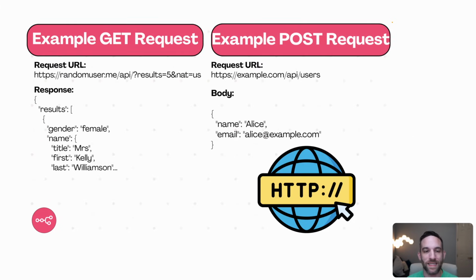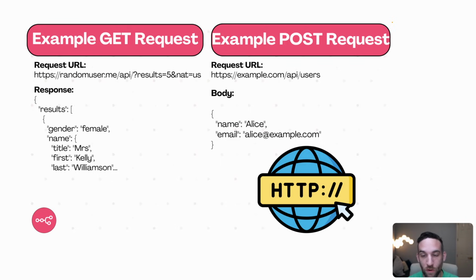So here are some examples, right? These actually work. So the example GET request, this URL is randomuser.me. This is actually going to get the top 5 results in the US, and these are just random users. So the response is really a huge JSON file of information. So the first one is Mrs. Kelly Williamson. So we get the title, first name, last name, their gender, but there is a lot of information, and all we're doing is retrieving data with the GET request, and then we can do something with that information.